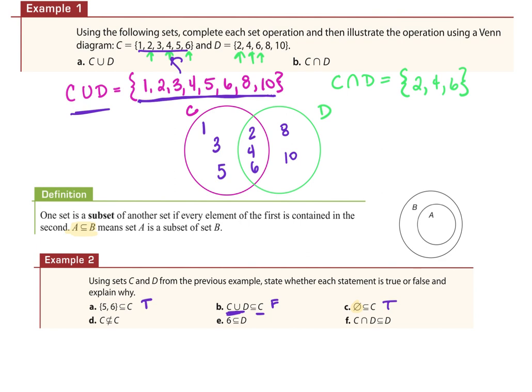C is not a subset of C. Now keep in mind, what does subset mean? It means every element of the first one is also an element of the second one. And this is saying no. True or false? It's false, right?